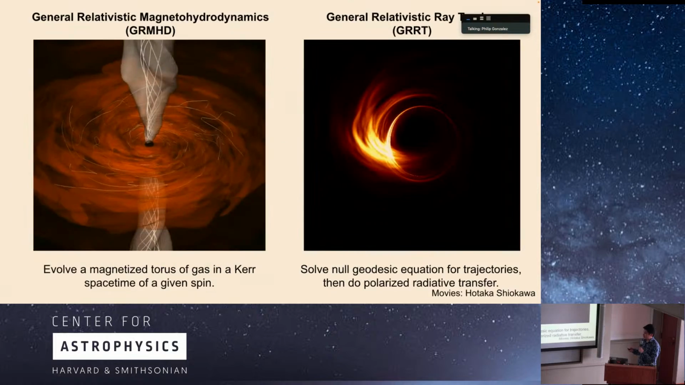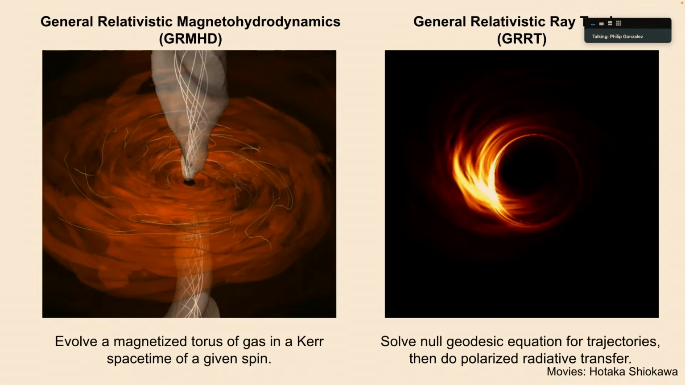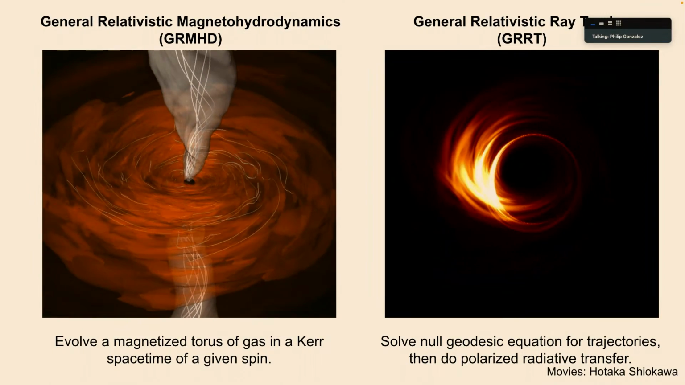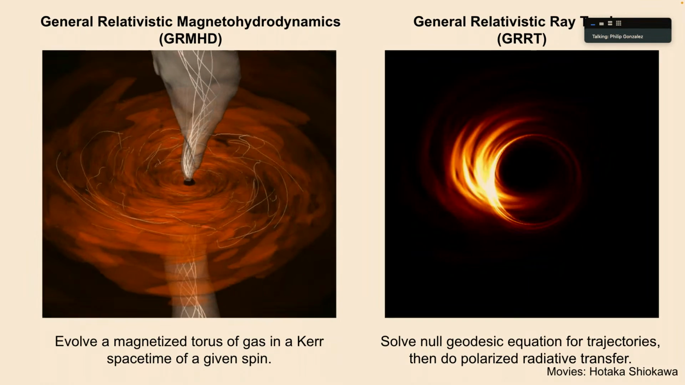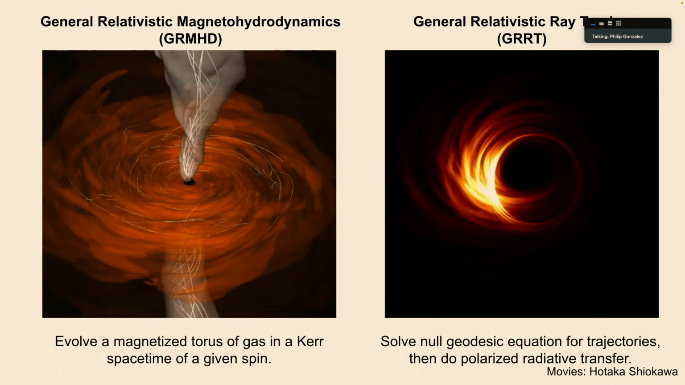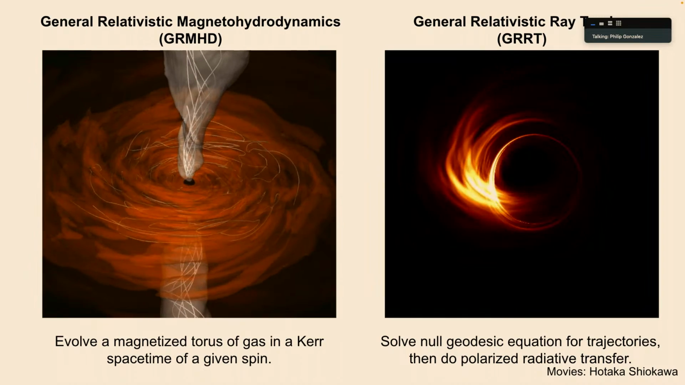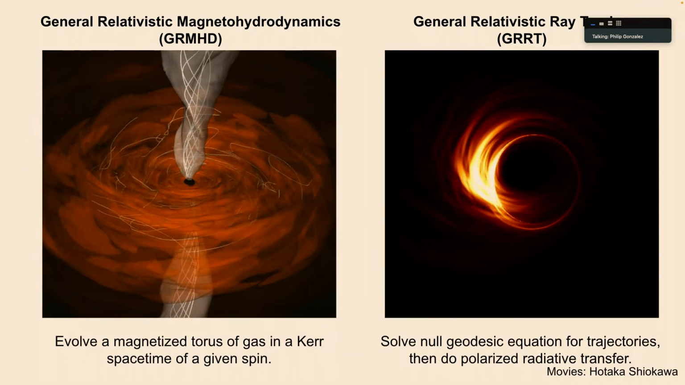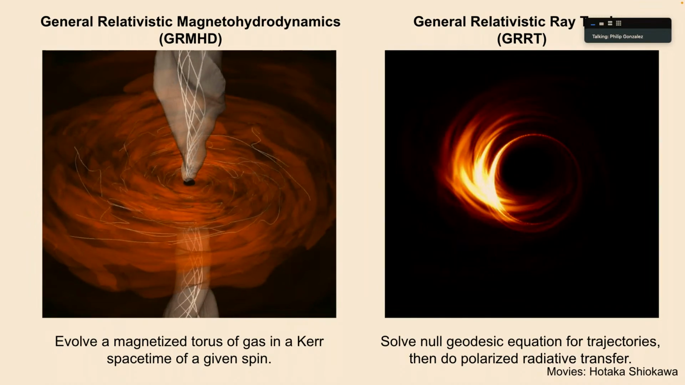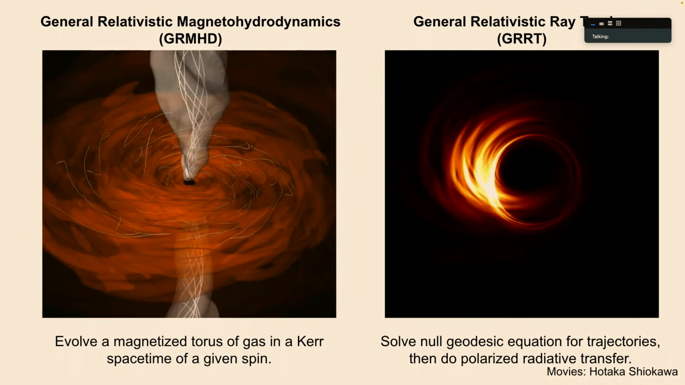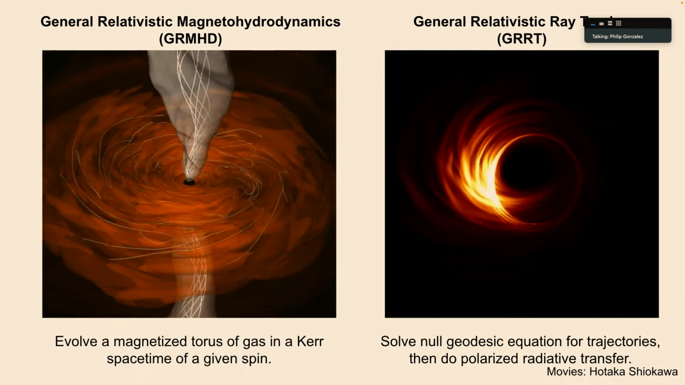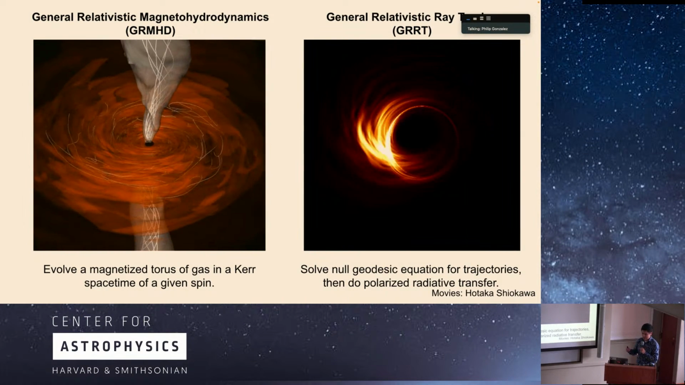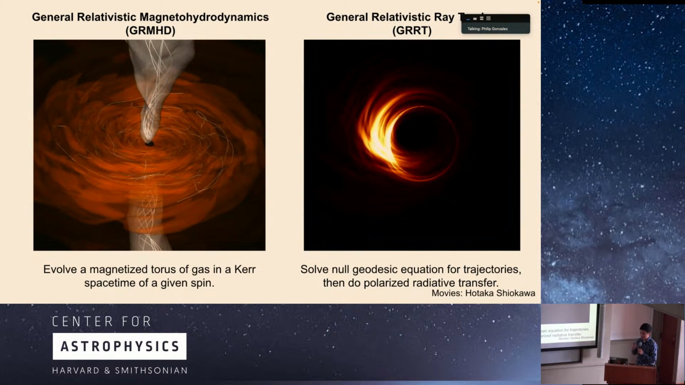But our bread and butter has always been these complicated fluid simulations. We start with general relativistic magnetohydrodynamics, or GRMHD, where you evolve a magnetized torus of gas in a Kerr spacetime of a given spin. And here you can see visualized both the disk in orange and jet in white here, which forms self-consistently as the gas evolves. The white ribbons in the background there are the magnetic field lines. And then there's a separate calculation to get the image, general relativistic ray tracing, or GRRT, where first you solve the null geodesic equation for the motion of light, and then do polarized radiative transfer along those geodesics.